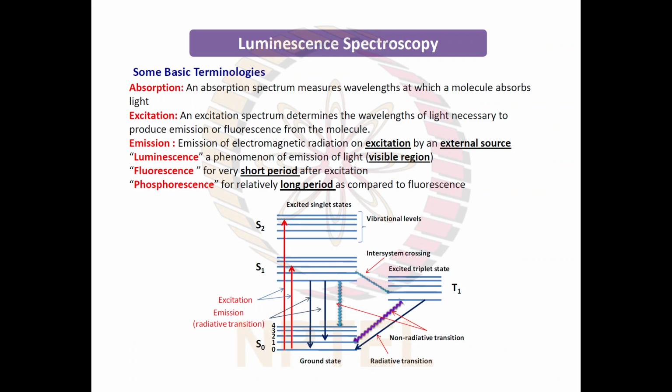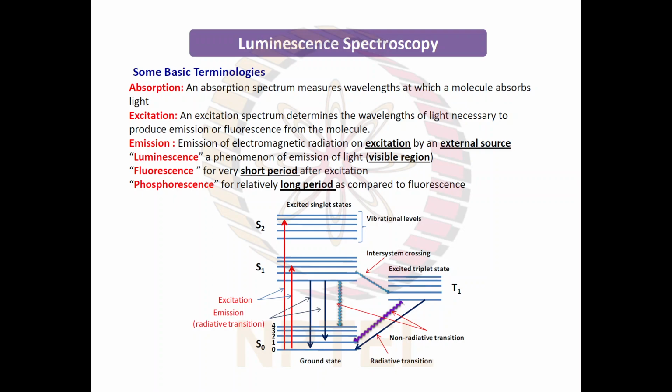Some basic terminologies that we have to know: absorption spectrum measures the wavelength at which a molecule absorbs light. Excitation spectrum determines the wavelength of light necessary to produce emission or fluorescence from the molecule. Emission of electromagnetic radiation on excitation by an external source. Luminescence is a phenomenon of emission of light in the visible region: fluorescence for a very short period after excitation, and phosphorescence for a relatively long period. We know this: intersystem crossing and internal conversion and their lifetimes, radiative transition and non-radiative transition, and then how these vibrational levels are there.